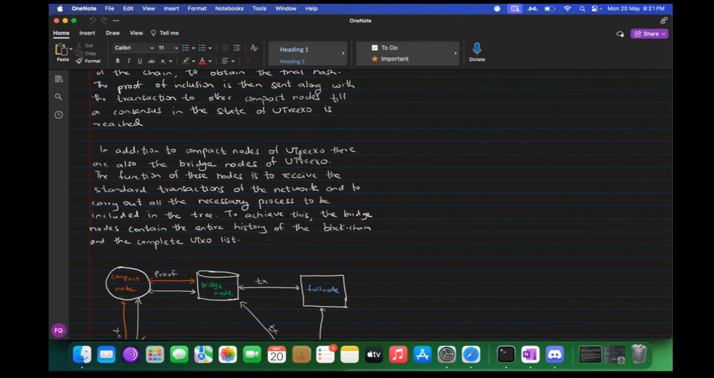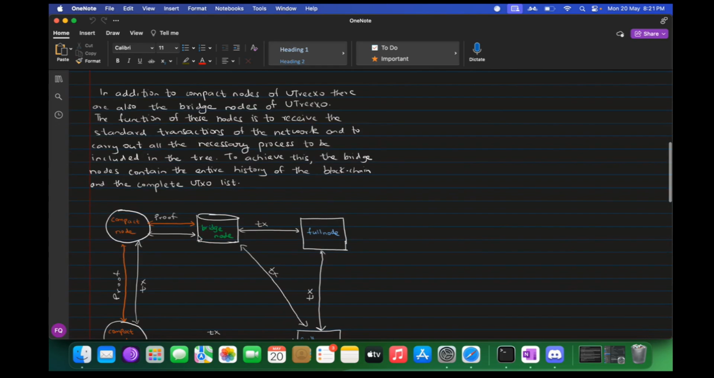In addition to compact nodes of the UTreeXO, there are also the bridge nodes of UTreeXO. The function of these nodes is to receive the standard transactions of the network and to carry out all the necessary process to be included in the tree. To achieve this, the bridge nodes contain the entire history of the blockchain and the complete UTXO list. So the bridge nodes will take the transactions from the full node, create a cryptographic proof of inclusion, and share that proof with the compact nodes.